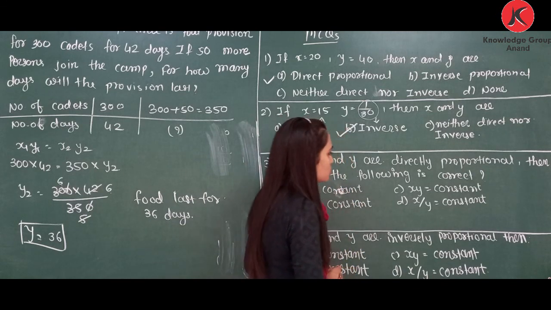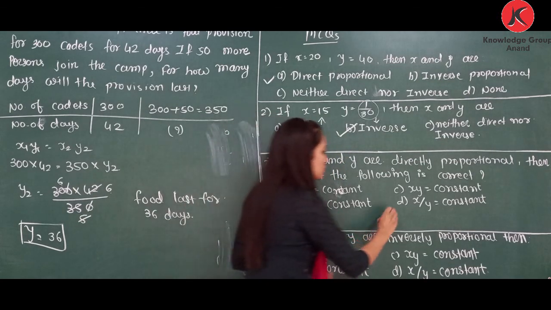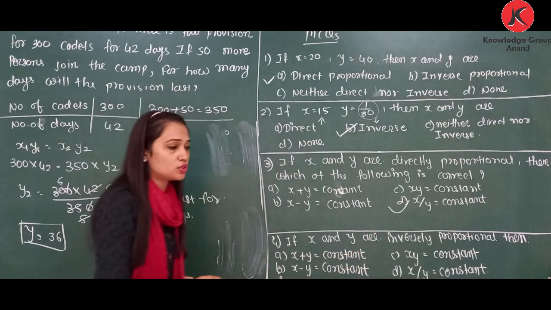xy is equal to constant, and x by y is equal to constant. So which one is correct if it is a direct proportion? So it is option D. x by y is equal to constant.